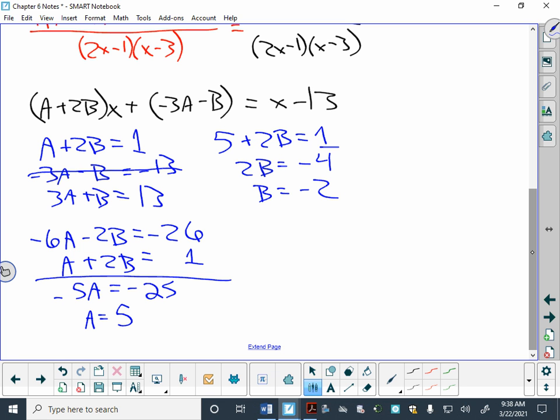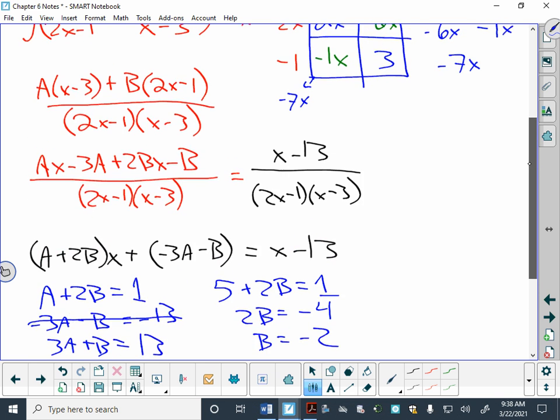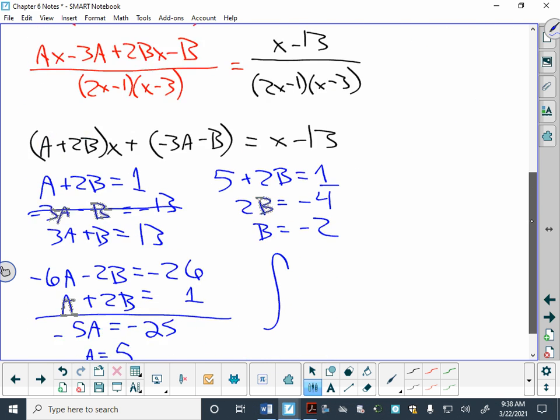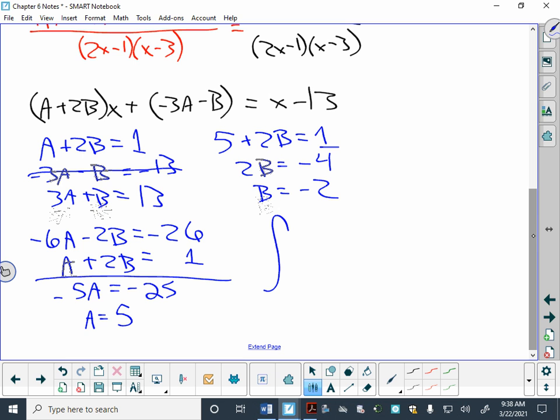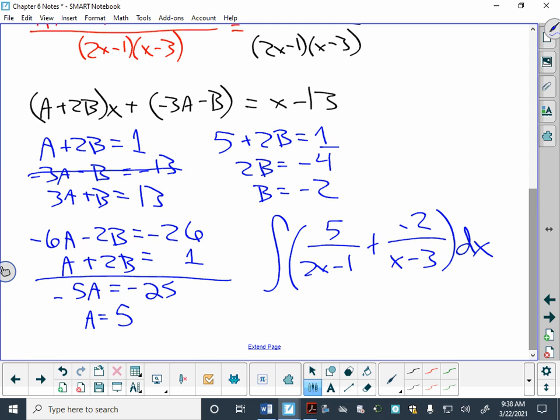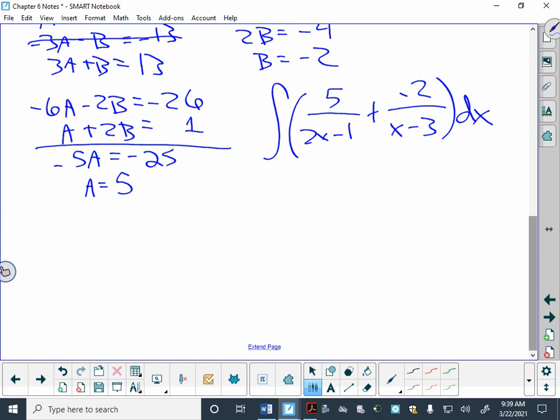Which means I have now translated my problem into the following problem. Okay. I had a over 2x minus 1, so 5 over 2x minus 1, plus negative 2 over x minus 3 dx. And that's a much easier problem to do.